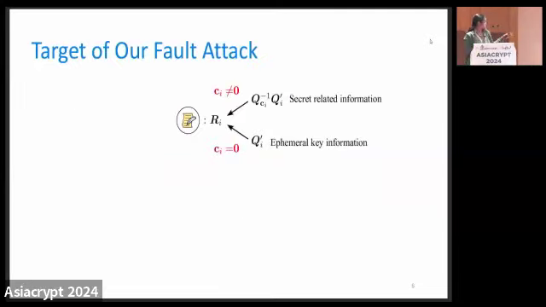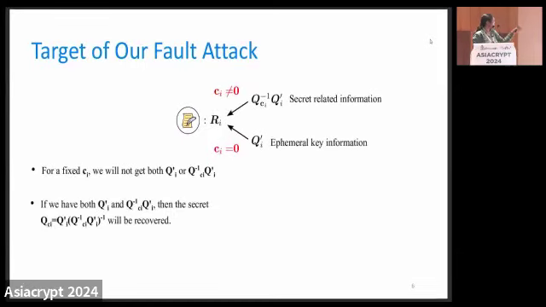Here observe that if the challenge value is 0, then the signer stores the corresponding ephemeral key as the response. Otherwise, the signer will store the secret related information as the response. So we cannot get both pieces of information at a time. But if we can get both pieces of information for a fixed challenge value, then we can easily compute the corresponding secret matrix.